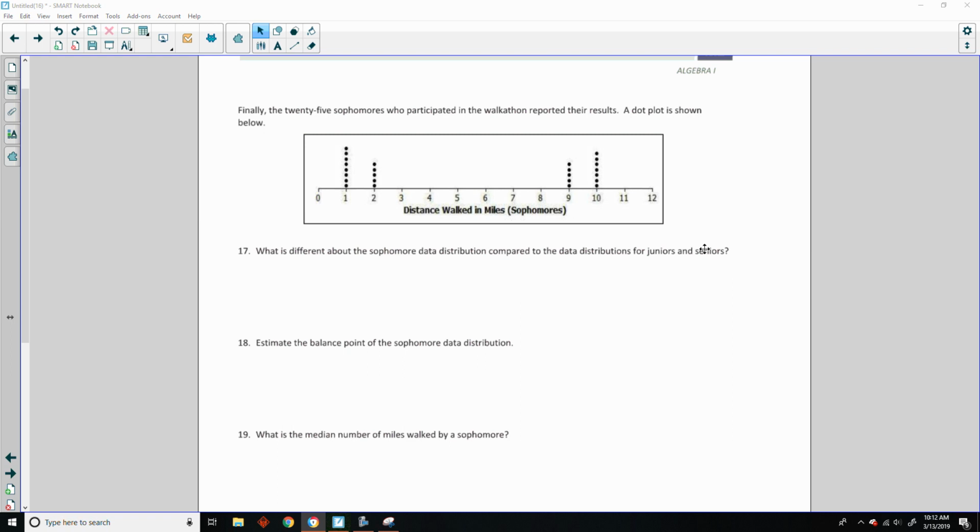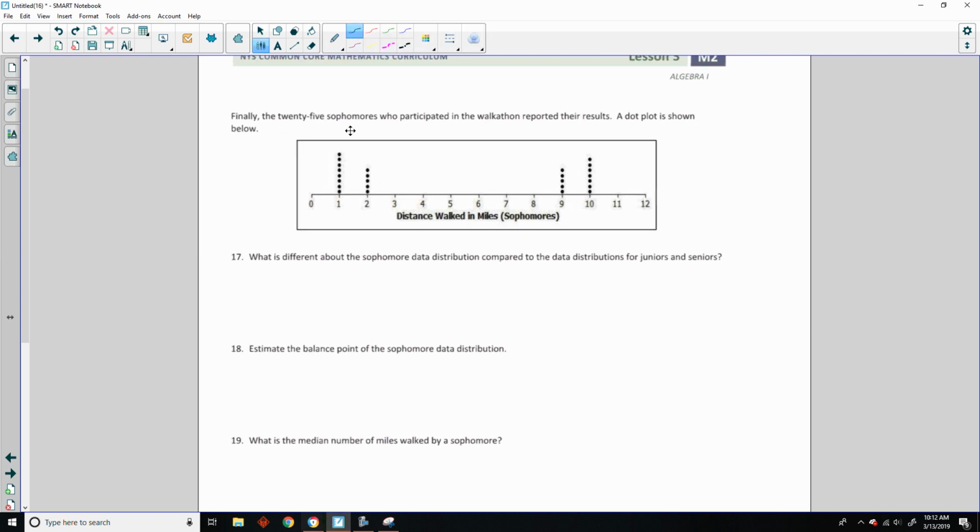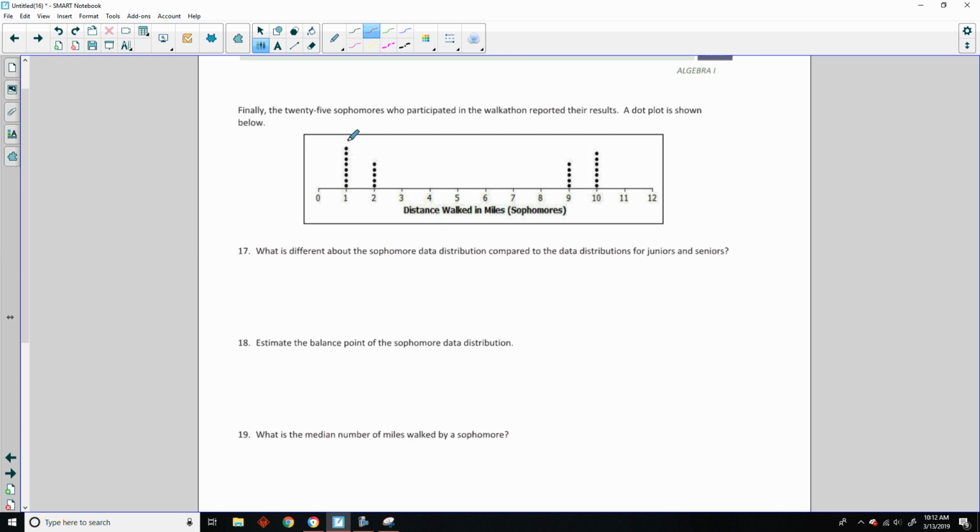Okay, so now answer the questions. What is different about the sophomore data distribution compared to the data distribution of juniors and seniors? This is a, I don't know what you would call that. So if I were to draw a distribution, it would come down like this to 0 and then work its way back up, so it kind of looks like a U shape. Half the sophomores walked over here, the other half walked over here.